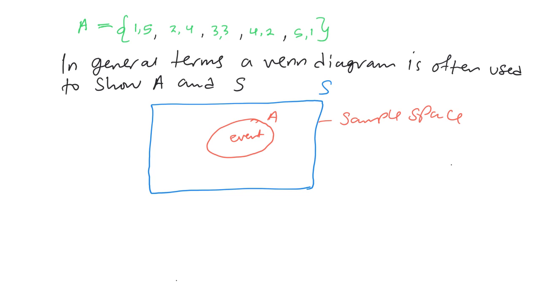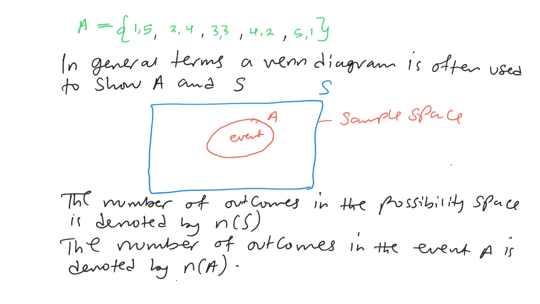So let's see, we are still introducing probability. We have not yet done anything so serious, but let's see some of the things that we shall be using here. We need to talk about the number of outcomes in the possibility space, then the number of outcomes in the event. How do we denote the number of outcomes in the sample space? Most of us have seen this before. The number of outcomes in the possibility space is going to be denoted by n(S).